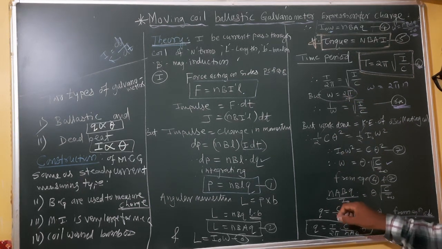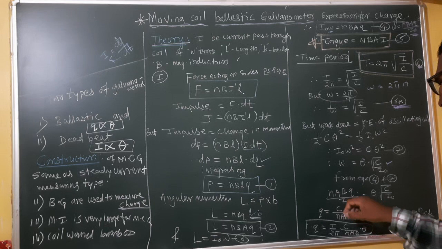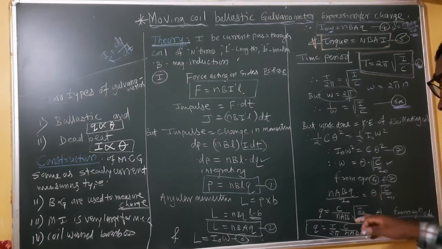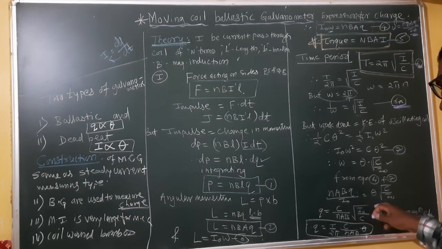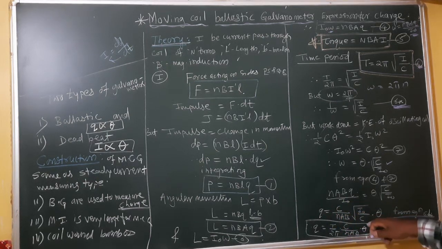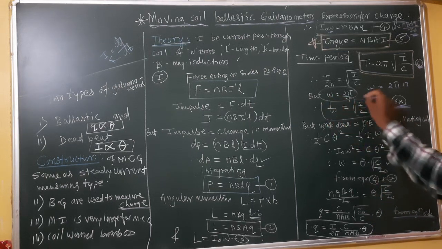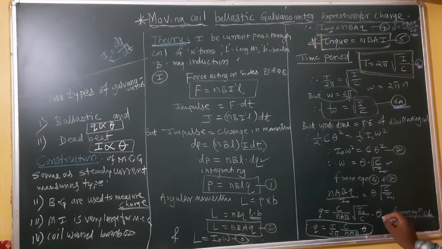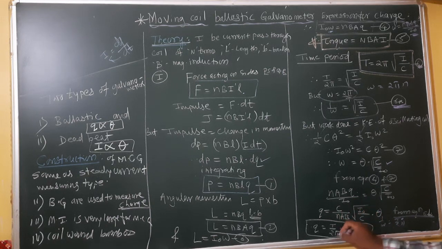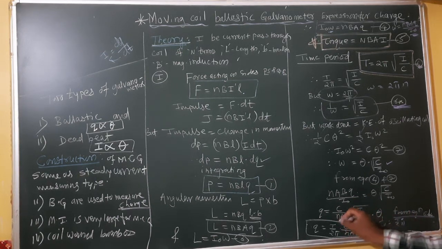C upon NBA, this factor is there, I0 comes inside, then it becomes I square, one I will cancel, and C square is also taken out. When C comes inside and squares, one factor gets cancelled. So we get Q is equal to C upon NBA, I0 by C. But I0 by C is nothing but, from 6 star, 1 upon omega, and 1 upon omega is T upon 2 pi. So T upon 2 pi, C upon NBA into theta. This is the factor for the charge acting on the coil.